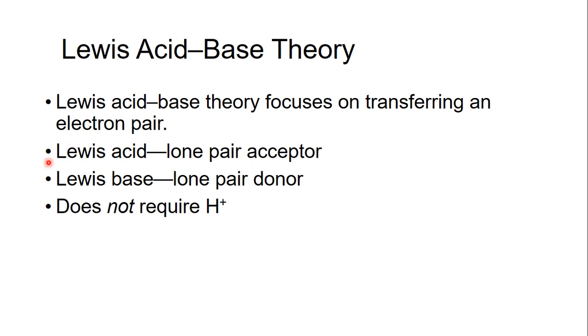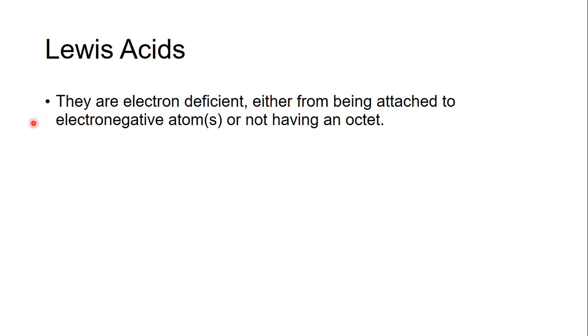All you need is something that will accept a lone pair of electrons, which is your acid, and something that will donate a lone pair of electrons, which is your base. And remember from Gen Chem 1, a lone pair is two electrons that are together. All right, so let's take a look at Lewis acids to begin with.